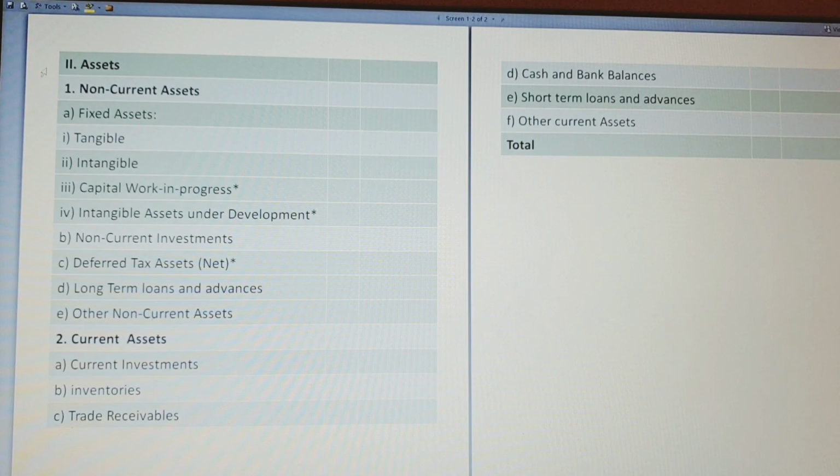Deferred tax assets, as we have discussed the deferred tax liabilities. Now this is an advantage in terms of tax that I will be able to reap in the future. This also I will explain a bit separately.